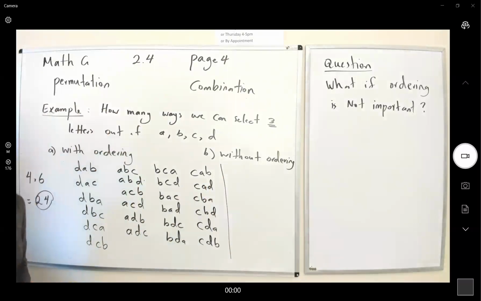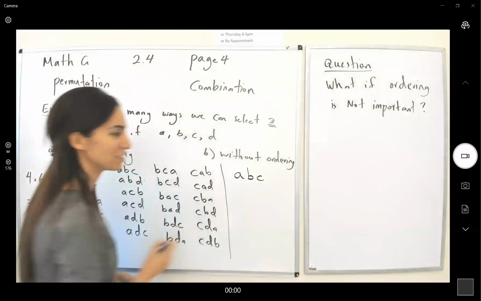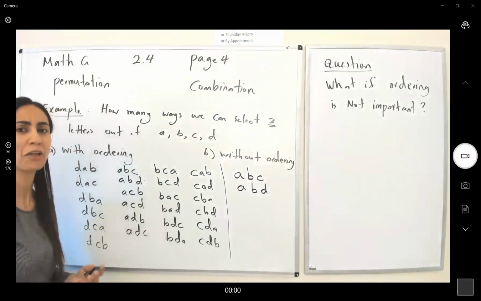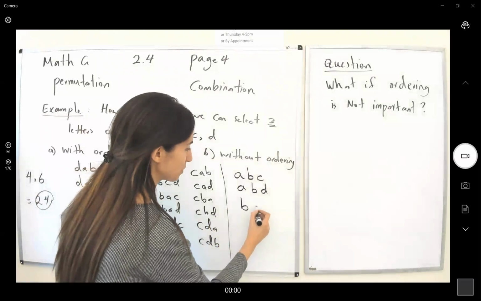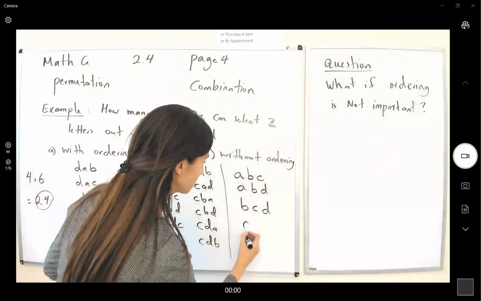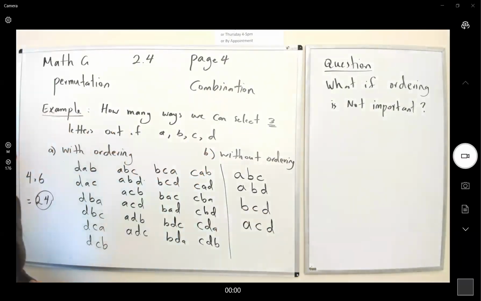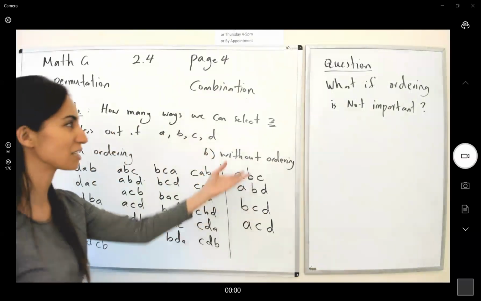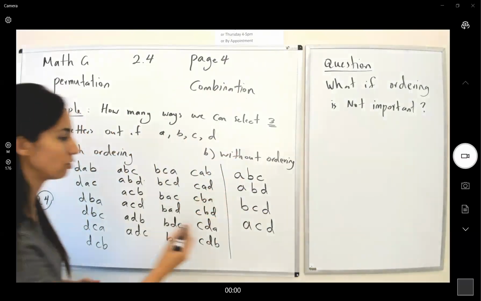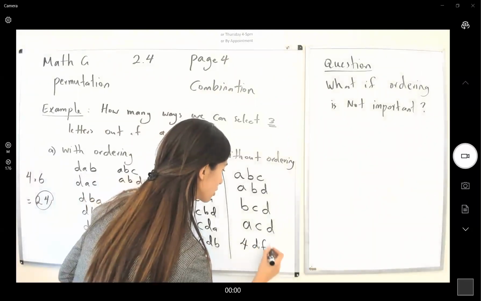Without ordering, how many options do we have? So it can be A, B, C, or it can be A, B, D. Ordering is not important, we're just selecting 3 letters. It can be B, C, D. What else do we have? A, C, D. Do we have any other combination of 3 letters out of 4 letters? Just 4. 1, 2, 3, 4. Very well. So we have 4 different selections.